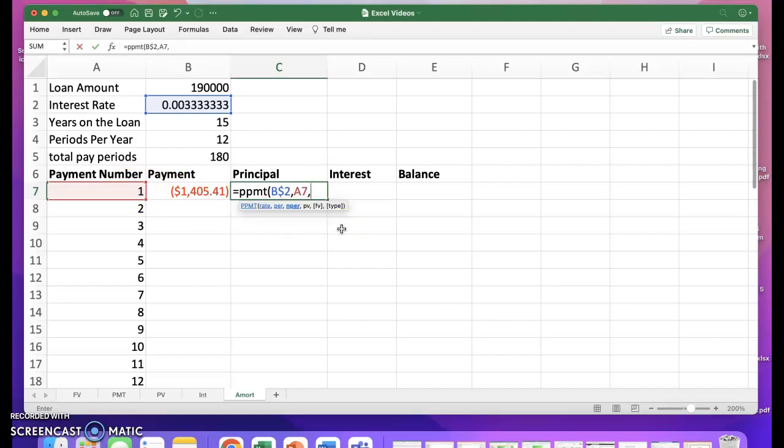Notice I'm not using a $ sign because every line it needs to change, because it'll need to be the second payment in the second line and the third payment in the third. So I just want to use the cell reference A7 here. Next, I have the number of periods. So again, I'm going to use B$5, because that's the total number of periods, and then the present value, which is B1.